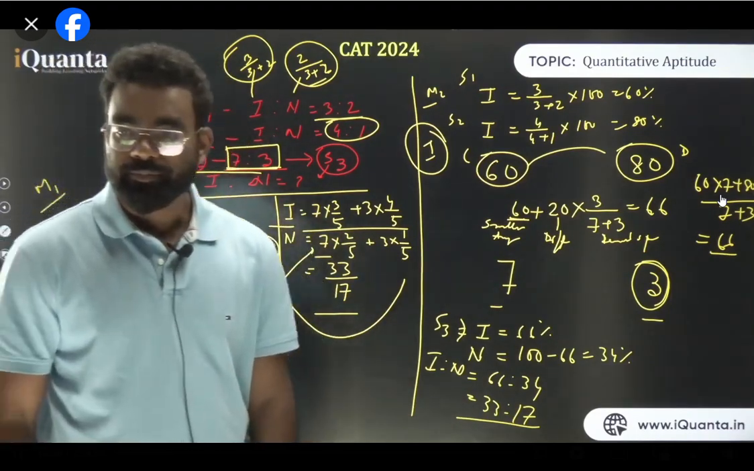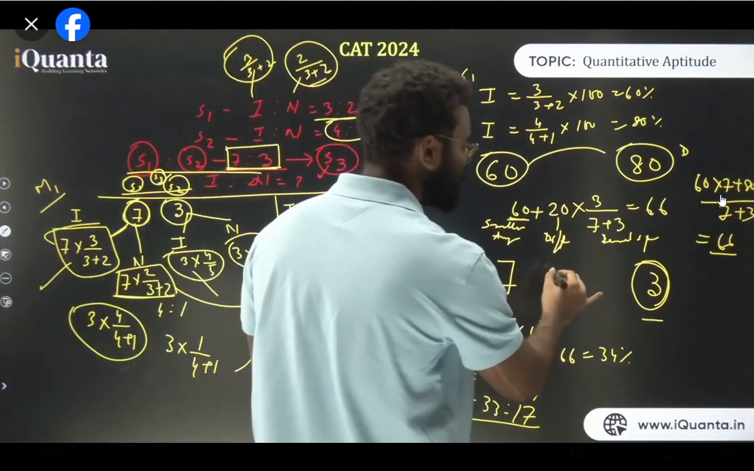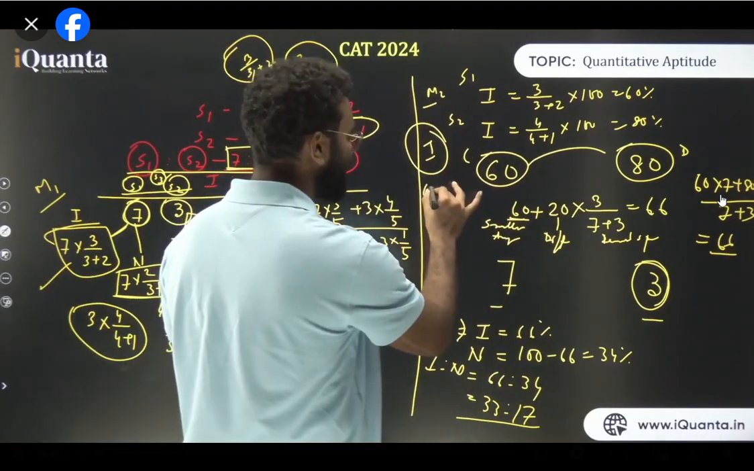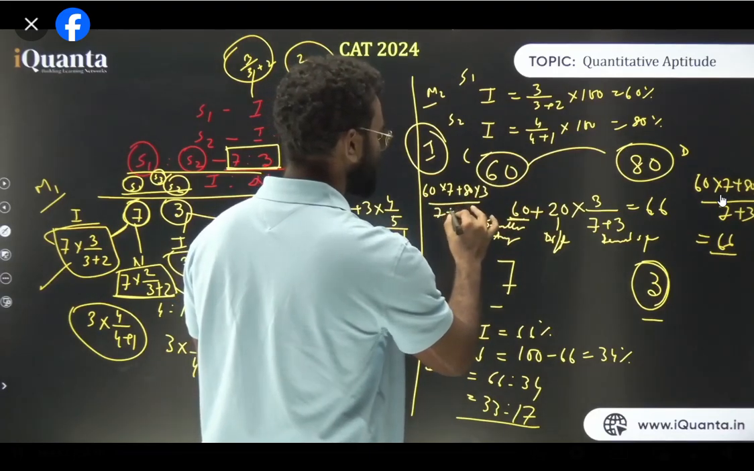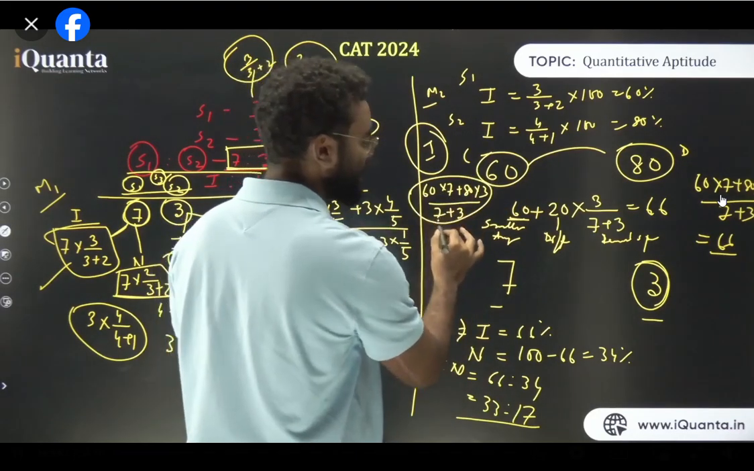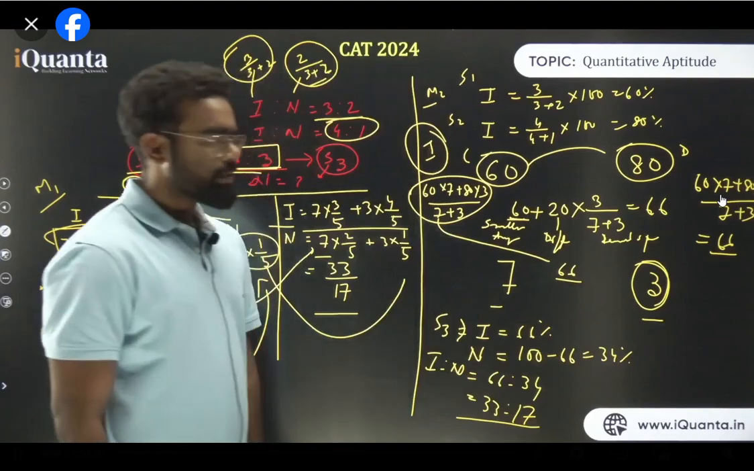Right wala nahi dikh raha hai. Okay, I'm just writing it down here also. So this is what I did. You can do it directly also. 60 into 7 plus 80 into 3 upon 7 plus 3. If you do it directly also, you'll get the same answer, which is 66, by the mixed weighted average method.